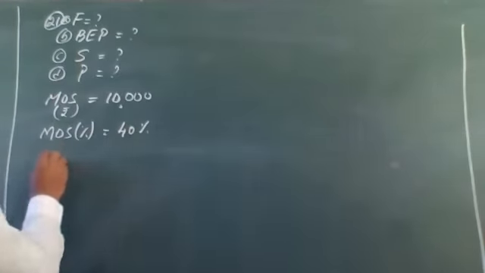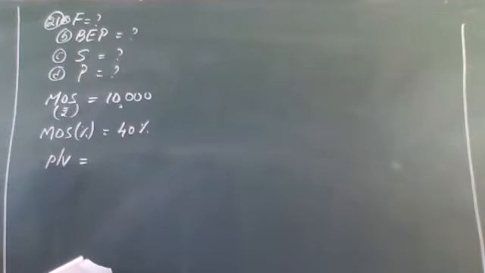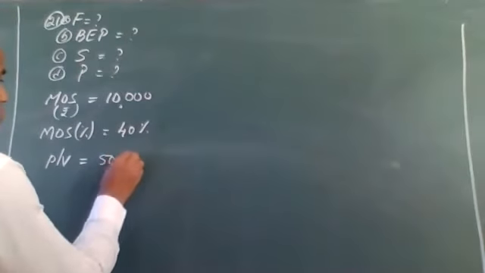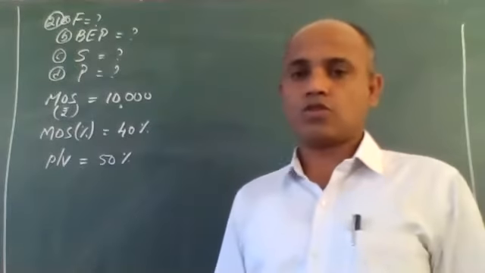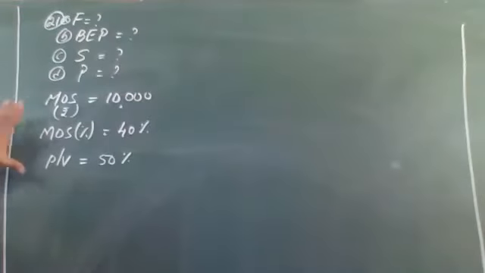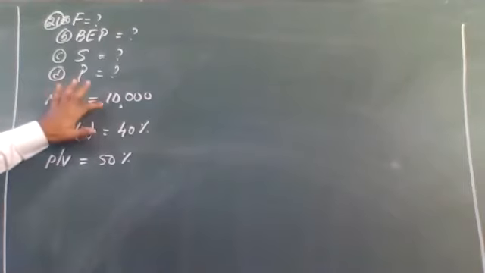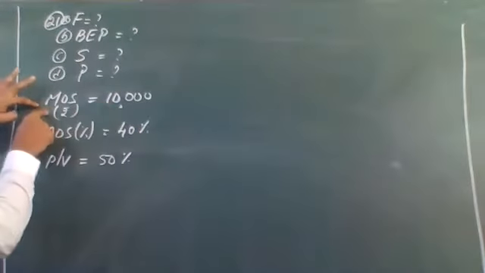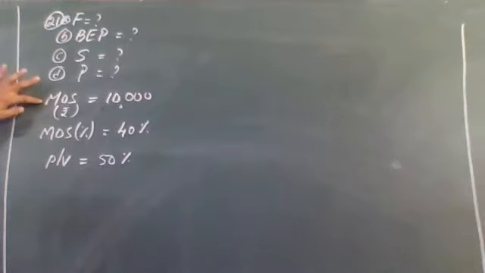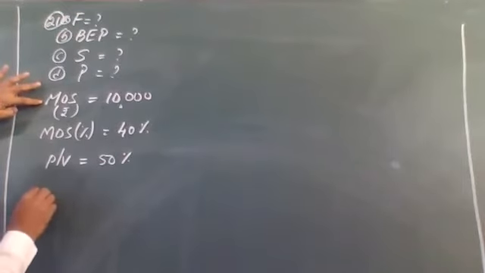Another piece of information given to us is the PV ratio. The profit volume percentage is given as 50%. This is very similar to the 20th question we did yesterday. When you look at the question, MOS, MOS percentage and PV ratio are all calculated information. I told you that wherever a rupee figure is calculated, we will start from it. So try to write the MOS formula.